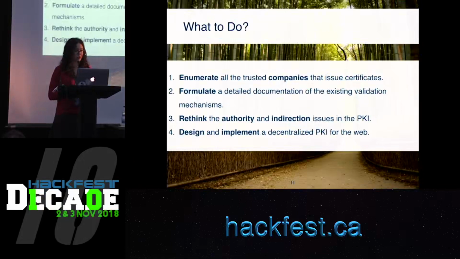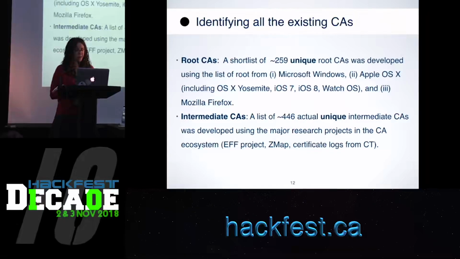So what we did was enumerate all these trusted companies. Why do I call them companies? Because they're basically companies. They're issuing certificates to the public directly, and we formulated a detailed documentation of the existing validation mechanics, and we started designing and implementing a decentralized PKI and naming system for the web on the Ethereum blockchain.